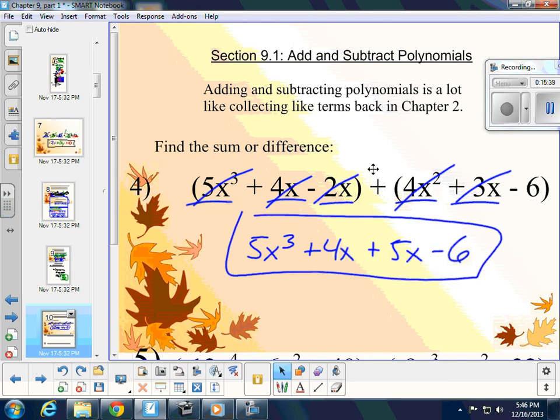Again, one like that when I'm adding, it's just like combining like terms. If you're subtracting, I recommend just changing all the signs of the second polynomial, and then go ahead and add with the different signs in front. I think that makes these a lot easier.